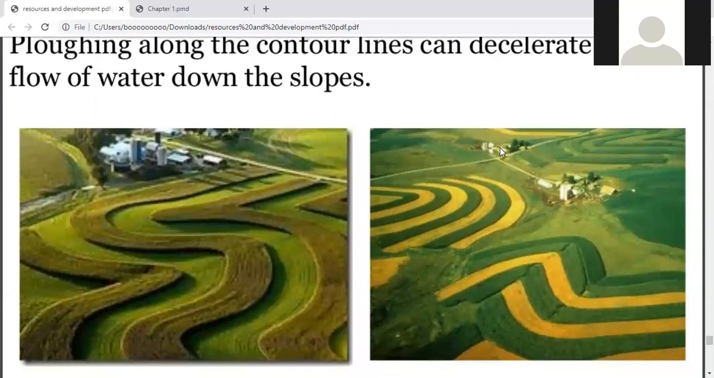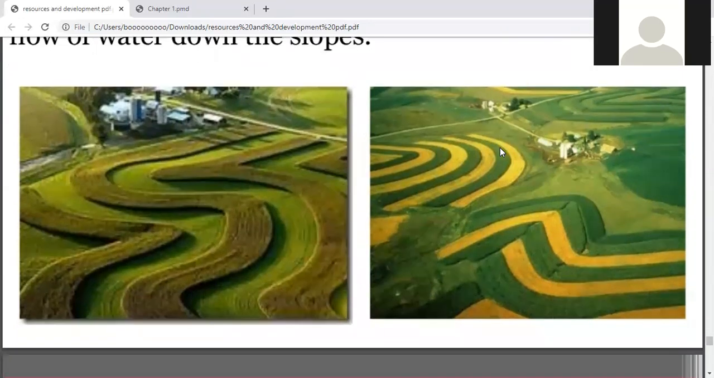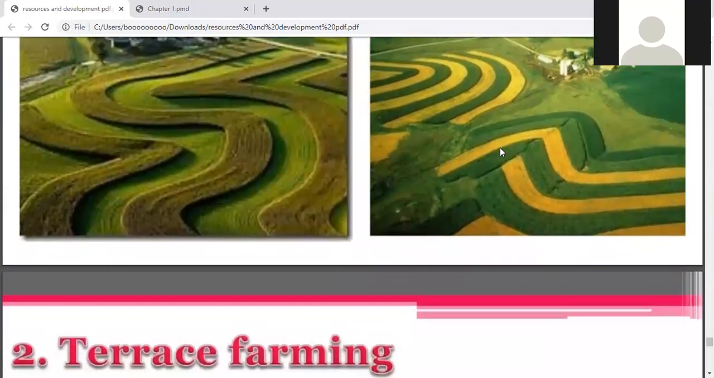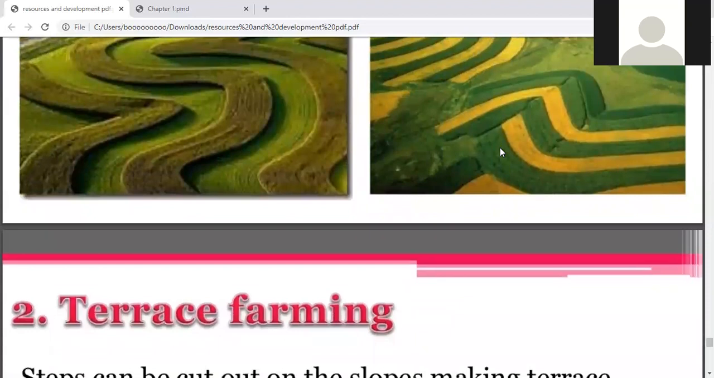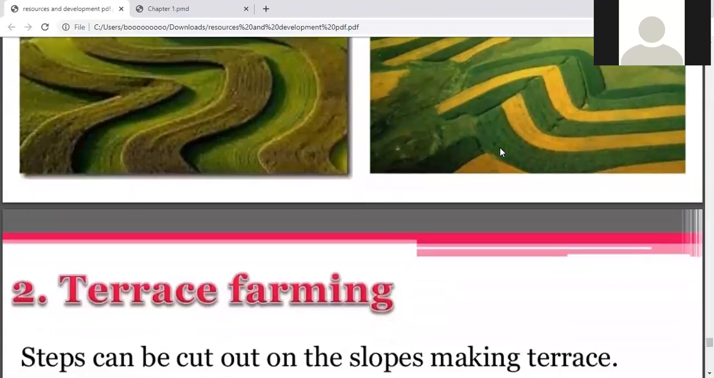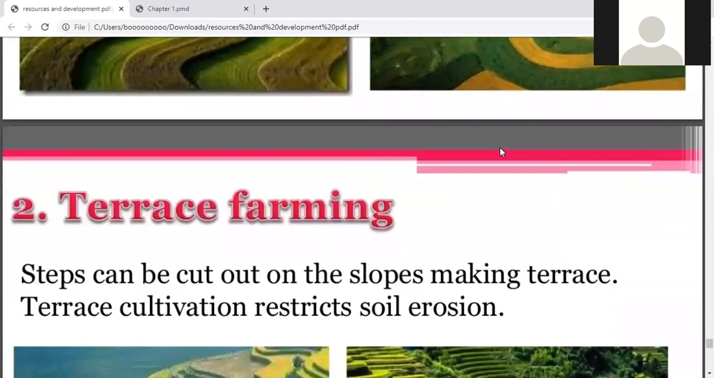This type of contour plowing is mainly done on hill slopes. Contour plowing along the slopes of the hills is how this type of plowing takes place. As a result, the soil of those areas can be protected.